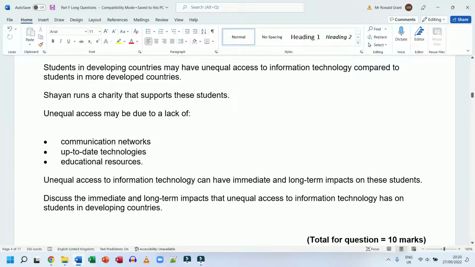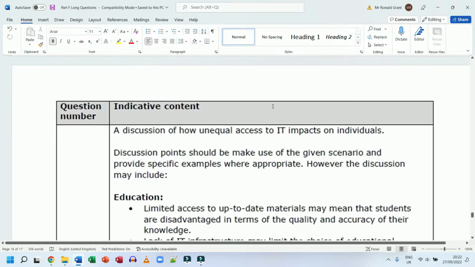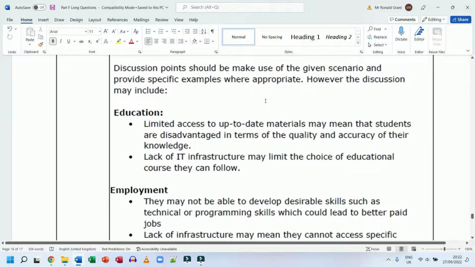Discuss the immediate and long term impacts that unequal access to information technology has on students in developing countries. So, in the poorer countries, how does not having the technology that they need to learn going to affect them short term and long term? So, here are some of the points that we can touch on. The first one is going to be education.